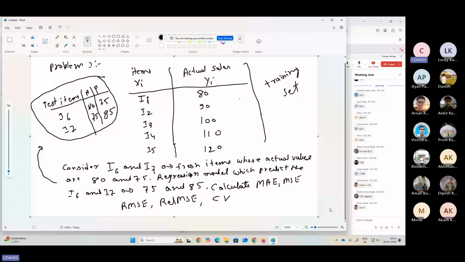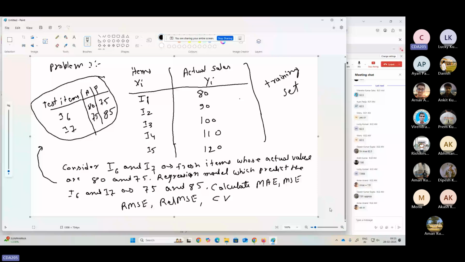How to calculate relative mean square error? First, you go to the formula. The formula for the relative mean square error is the summation of yi, that is actual minus predicted, whole square, divided by actual minus mean of the actual, whole square. So first you have to calculate the mean of the actual, that is y bar.